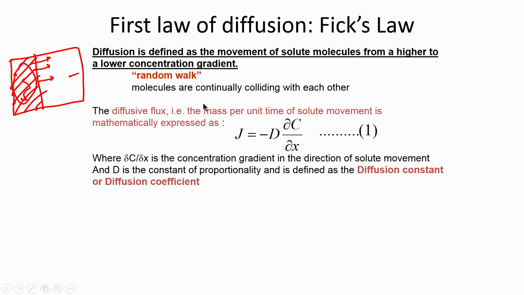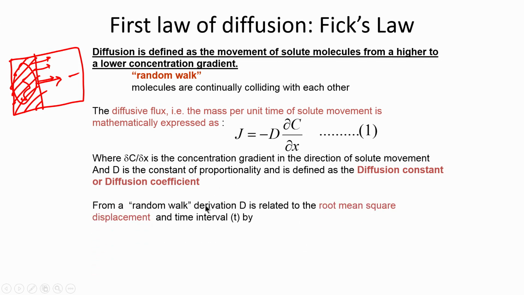And the diffusive flux, which is essentially the rate of the movement of the solute into the rest of the media, is then defined as J, which is equal to the diffusion coefficient multiplied with the change in concentration. So, this is how it is mathematically expressed. D is again the diffusion coefficient, which is going to be constant for a certain solute in a certain solvent.